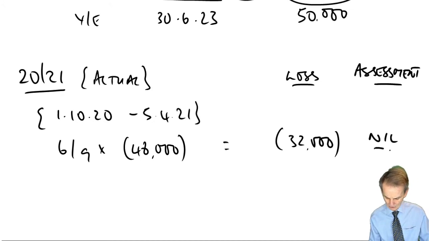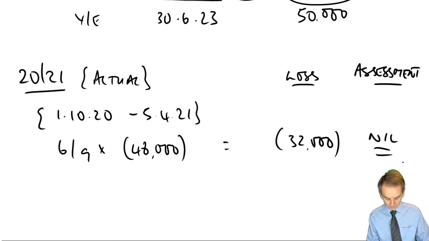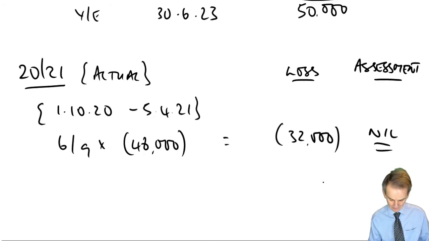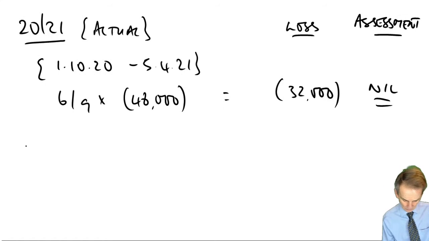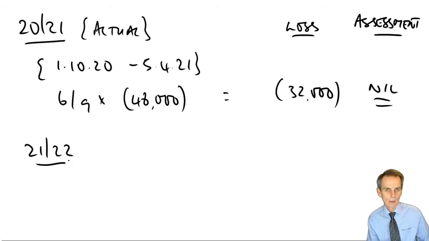If there is a loss, we know that the assessment is nil. We'll come back to and consider what options there are for the use of that loss in a few minutes' time. Going through, though, we'll know that we'll then need to deal with 21-22, but we also know when we get to 22-23 that is going to be a CYB assessment, and we know which it is. For 22-23, the accounting year ended the 30th of June 22, and that was a profit figure.